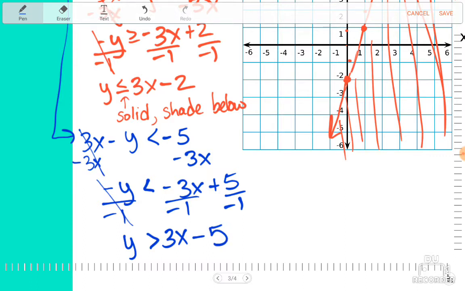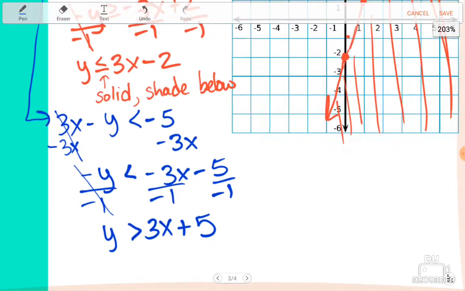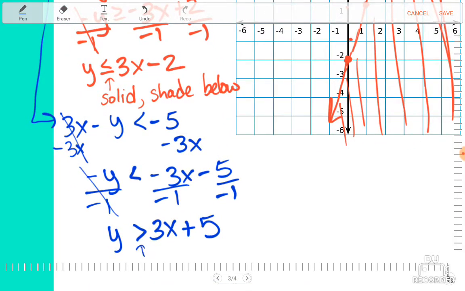Oh, sorry, I wrote this wrong. This should have been minus 5, which makes this plus 5. The greater than sign means I'm going to have a dashed line, and I'm going to shade above the line.